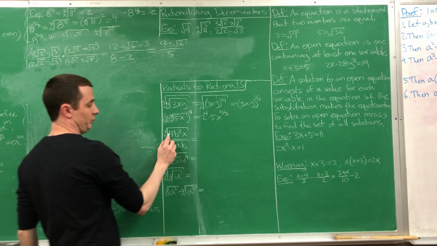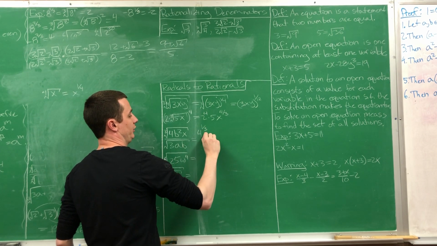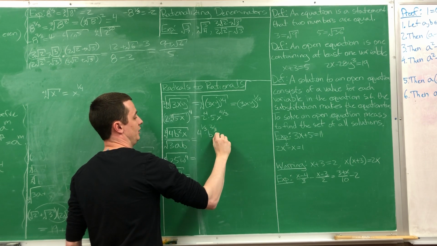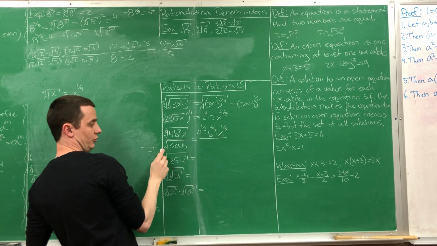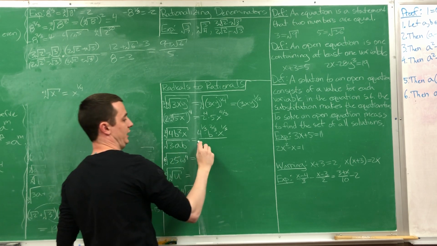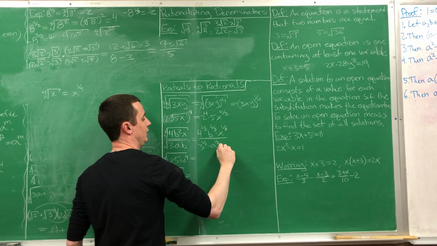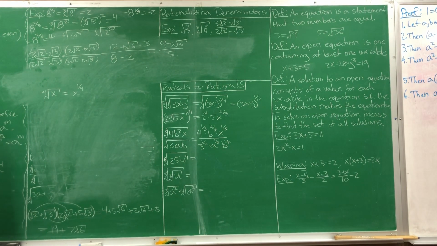So this one is going to be 4 to the 1/3 times b to the 2/3 times x to the 1/3 all over. Notice that there's nothing there, so this is 2 to the 1/2, 3 to the 1/2 times a to the 1/2 times b to the 1/2. You follow that?